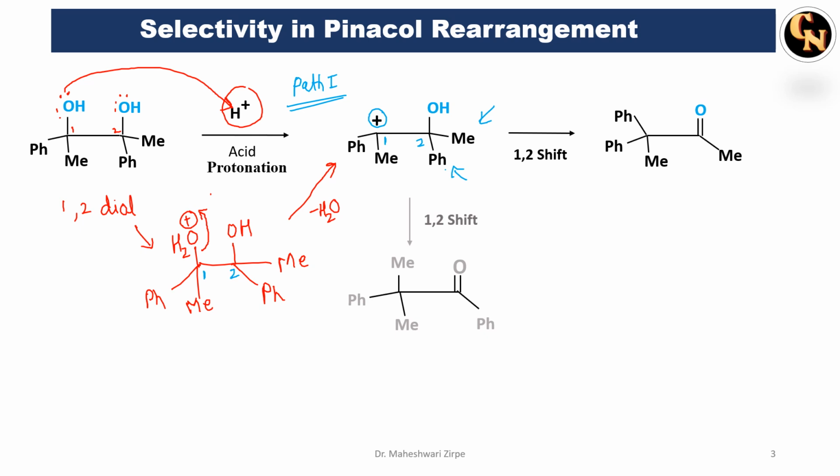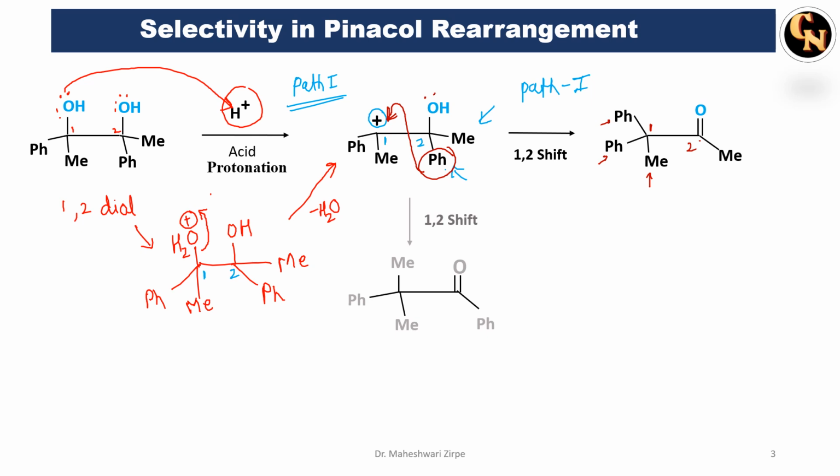If the phenyl gets rearranged, you will get this as path 1. What we are doing in path 1, the phenyl group we are trying to rearrange. So the phenyl group will rearrange here and it will try to stabilize the plus ion. It is a 1,2 shift and you will find Ph, Ph, Me. Your phenyl group which was on the second carbon has shifted to the first carbon. This is your carbon 1 and carbon 2.